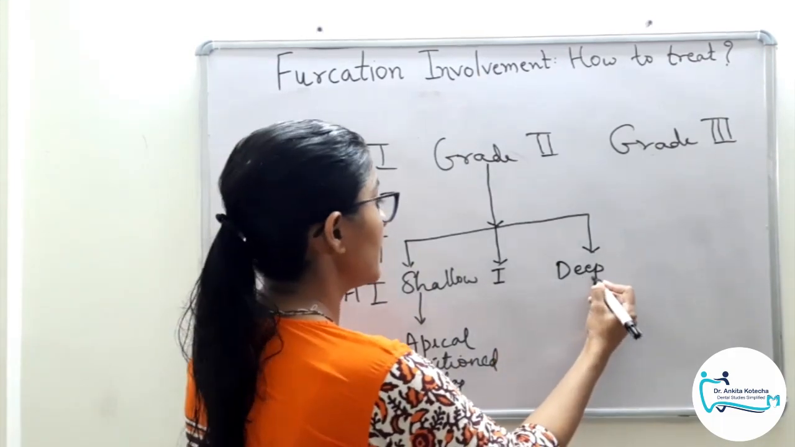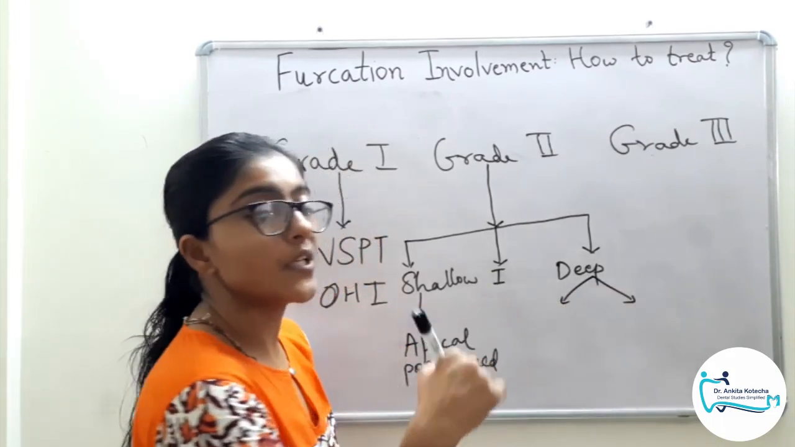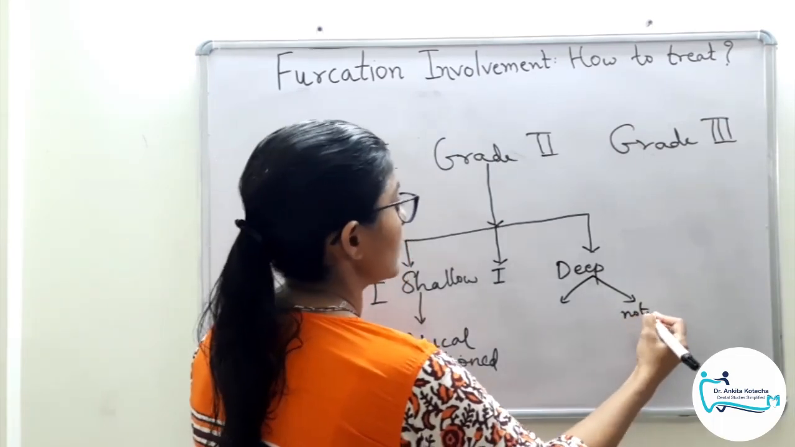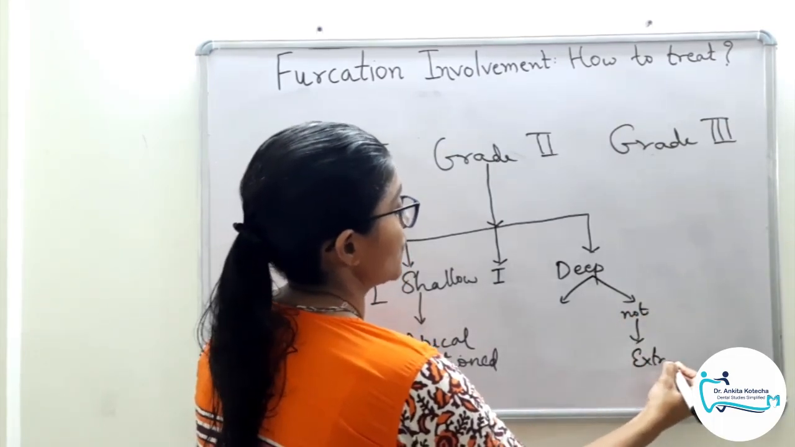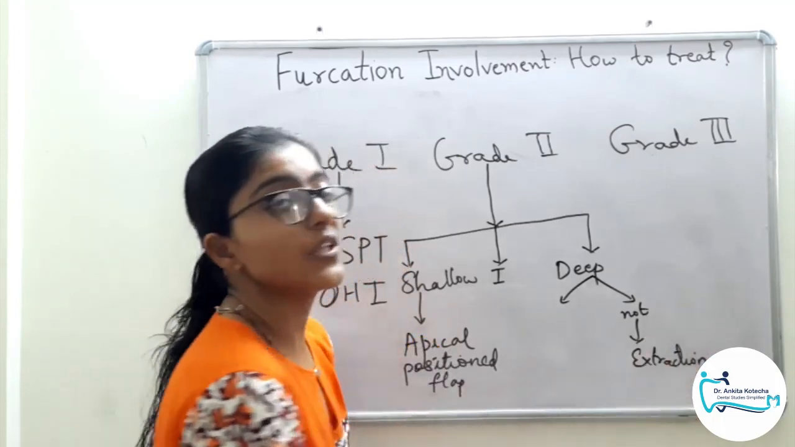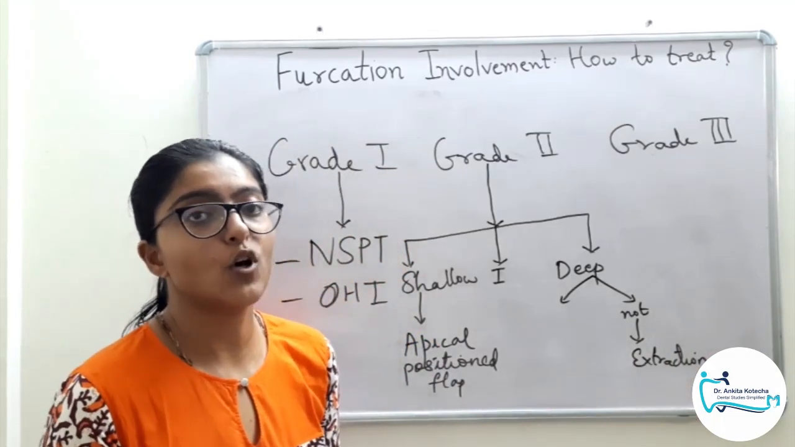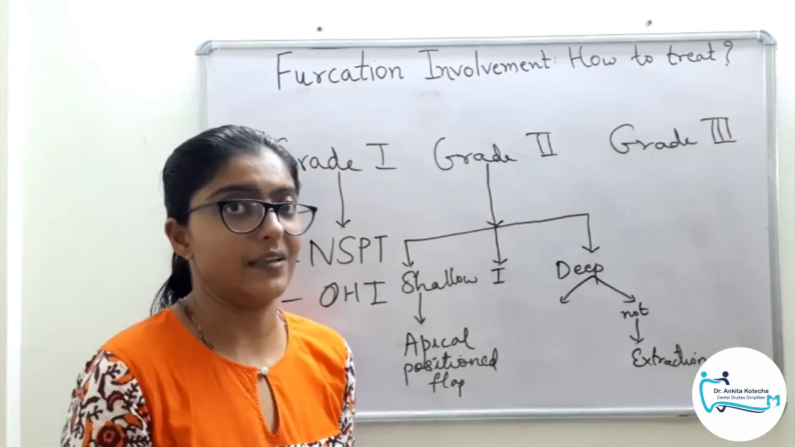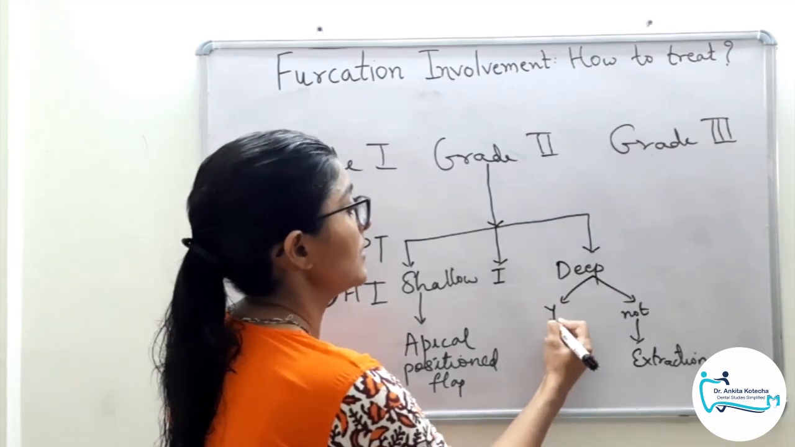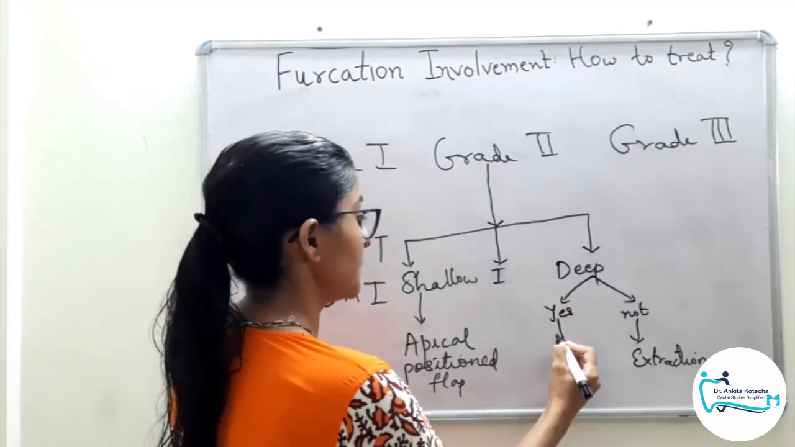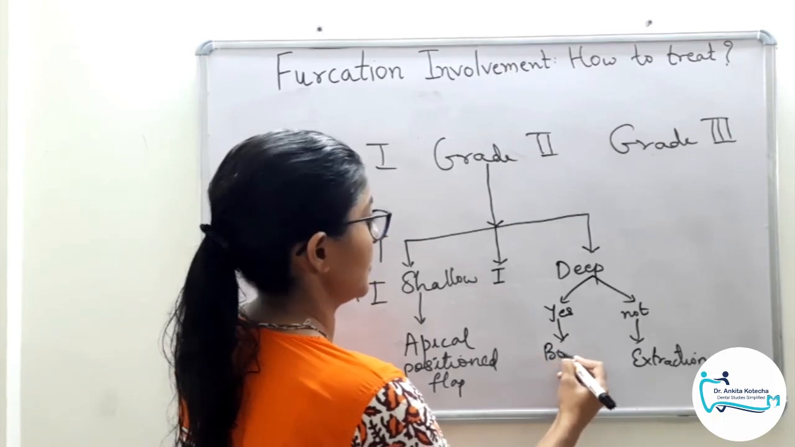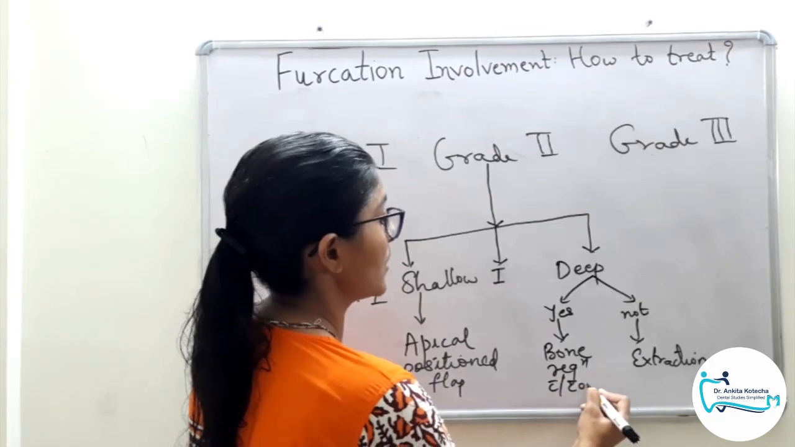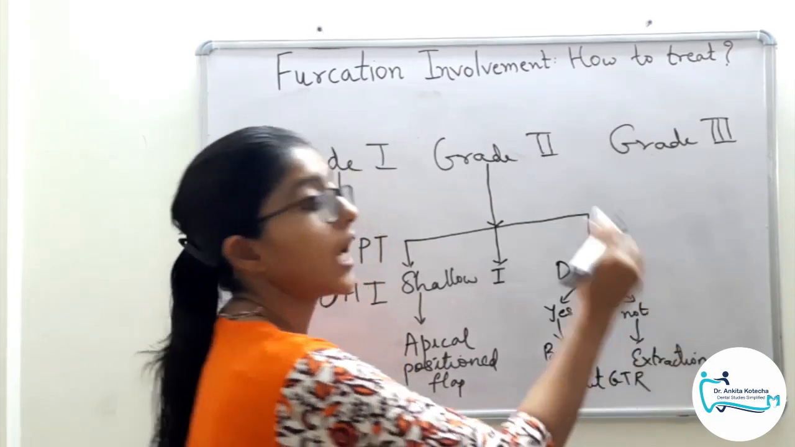Coming to deep defects, we have to consider whether the tooth in question is of strategic value or not. So if it is not, then consider extraction. Yes, you heard that right. Grade 2 furcation involvement with deep depth of the defects should be considered for extraction provided the teeth are not strategic. But if it is strategic, then you should consider bone regeneration. Now bone regeneration can be with or without a membrane, that is GTR.